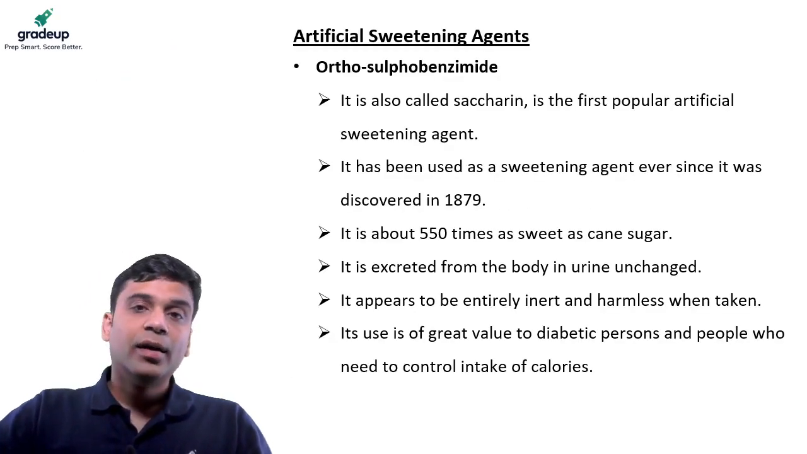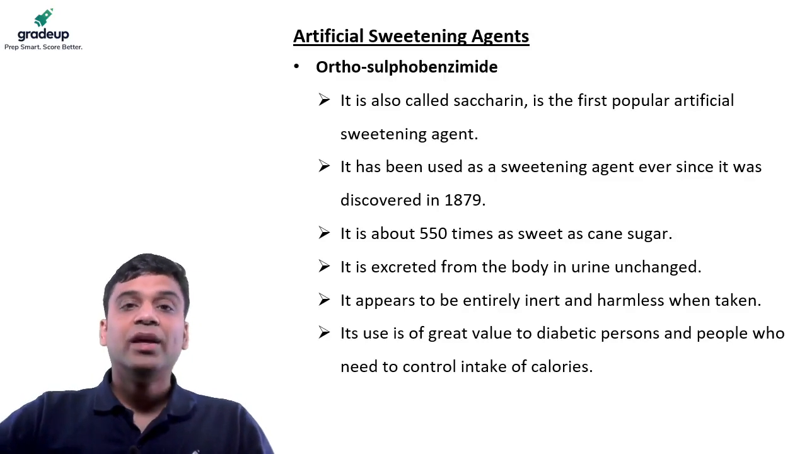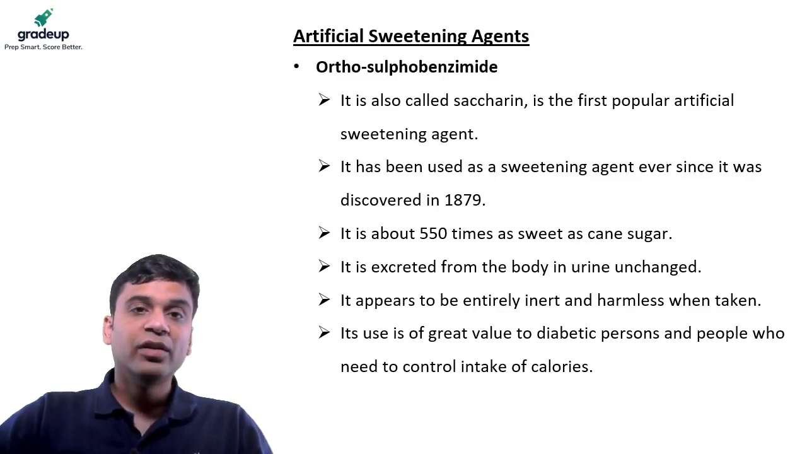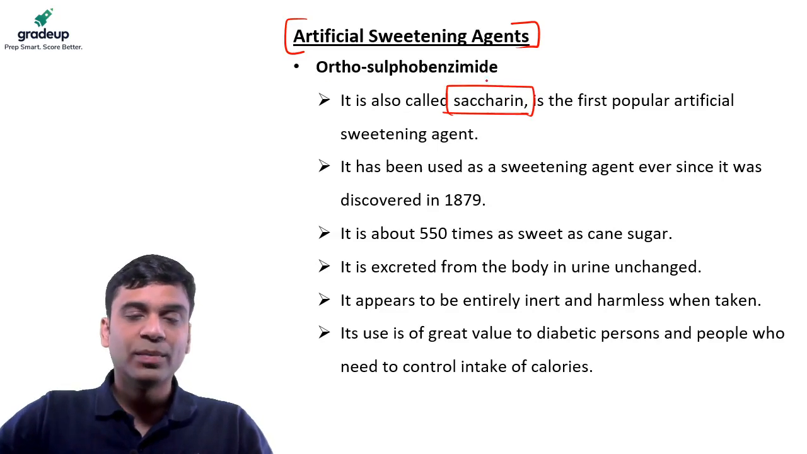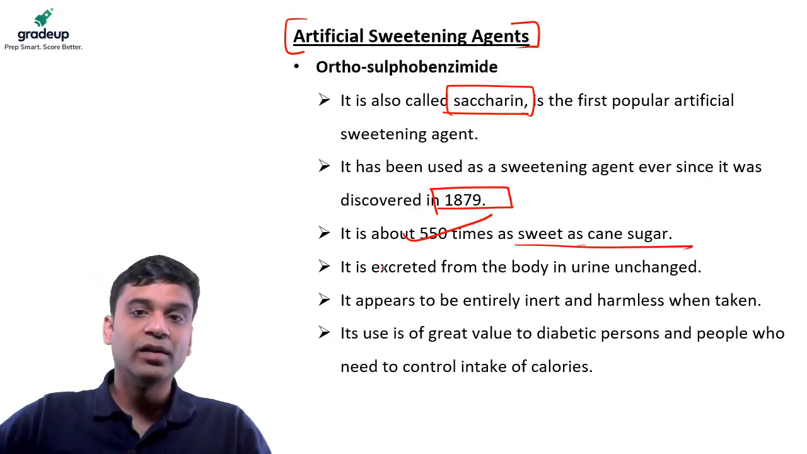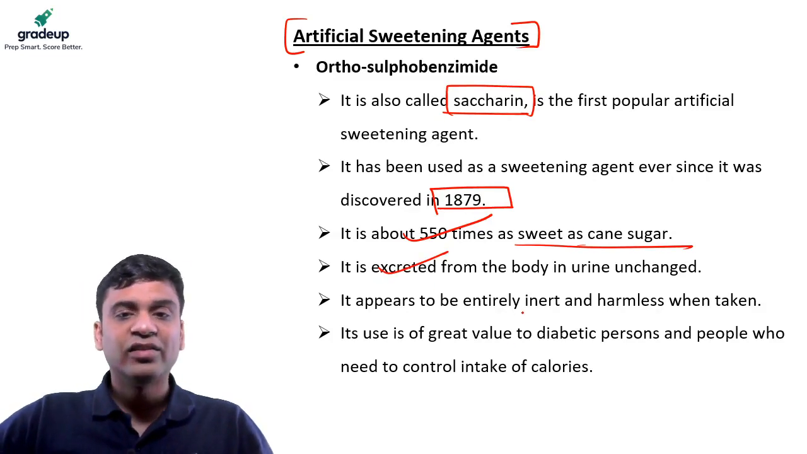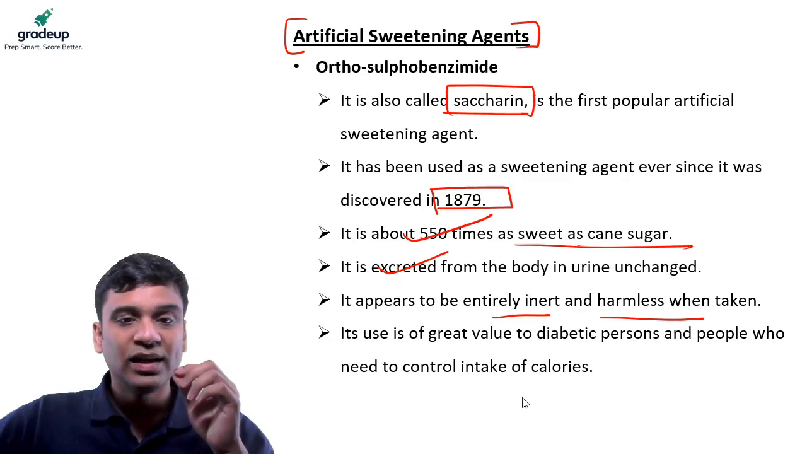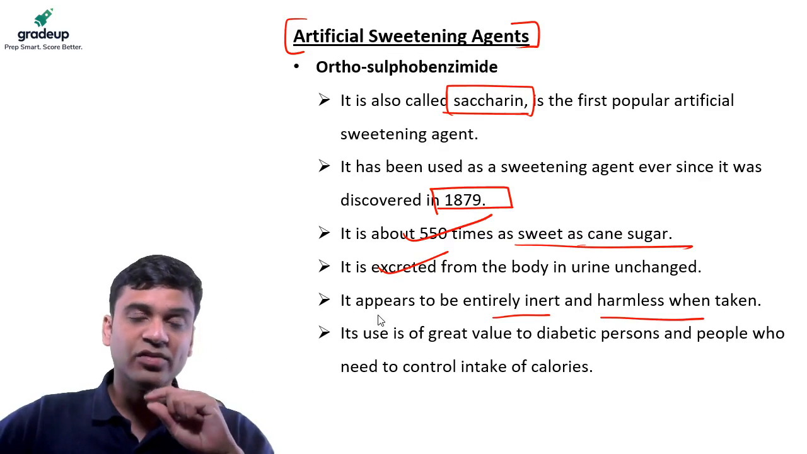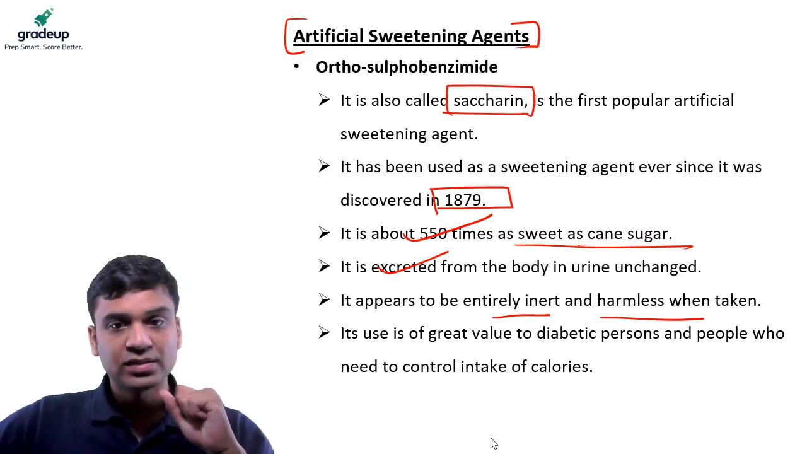This is the chemical structure of DDT. So those are our halides of carbon. Similarly, you should know in chemistry about artificial sweetening agents, because in our daily lives we use sweetening agents like saccharin, which is orthosulfobenzamide. It is the first popular sweetening agent. It was discovered in 1879, very early, and it is 550 times as sweet as cane sugar. It is excreted by the body in urine unchanged, and it is entirely inert and harmless when taken. So diabetic persons who want that sweet taste but shouldn't be taking the calories can use such artificial sweetening agents.